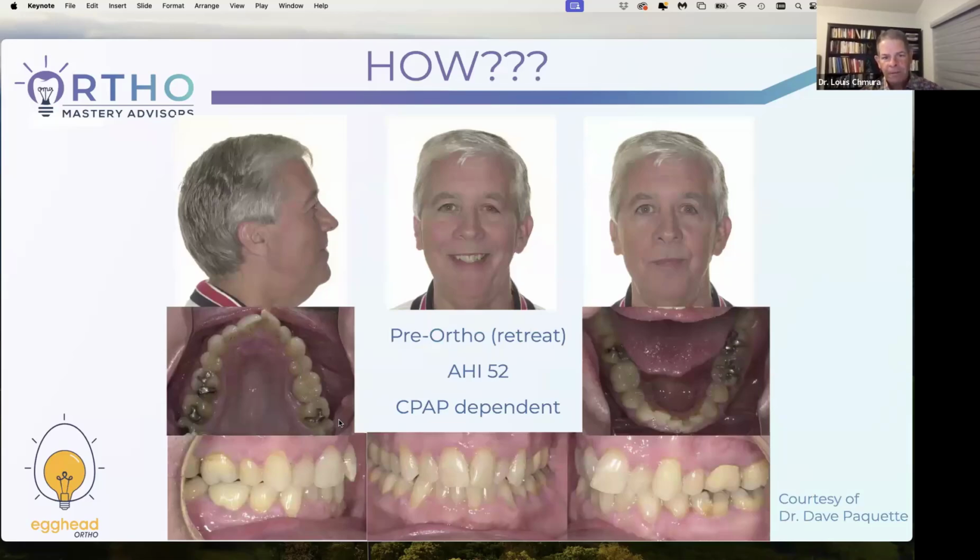How would you fix this? And so this is my challenge to you. How would you fix this?